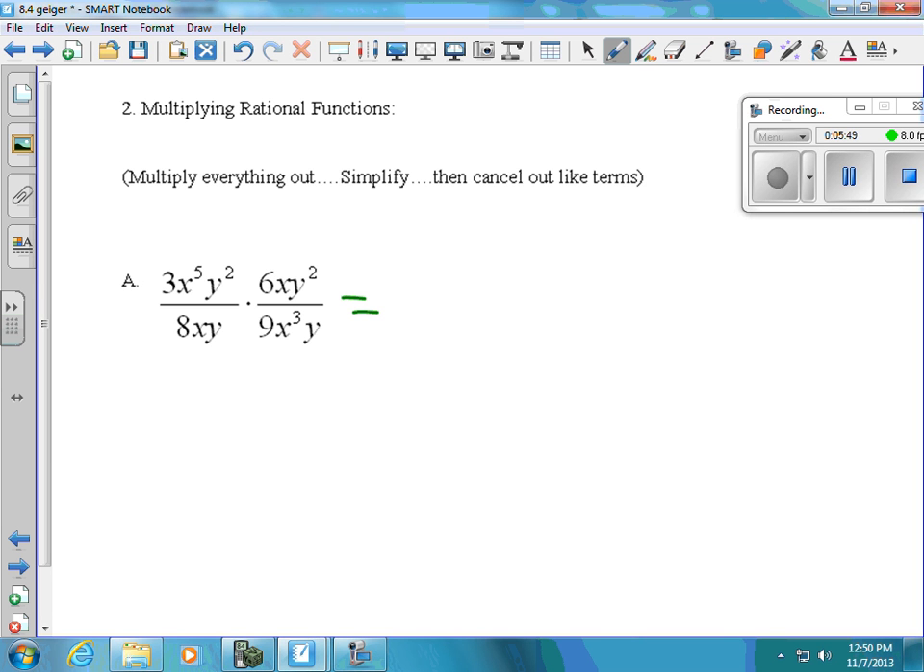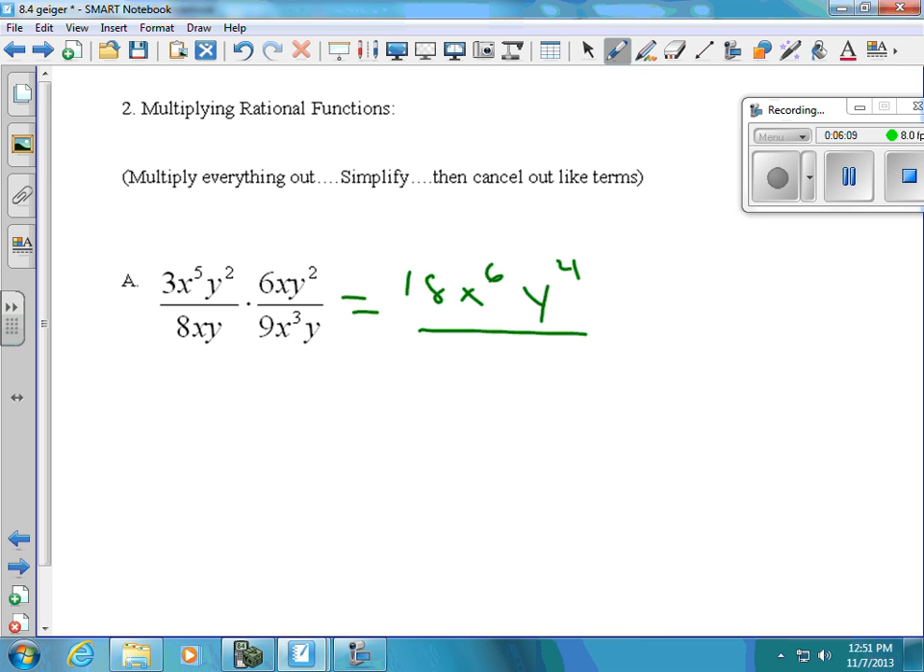And we multiply straight across. 3 times 6, that's 18. X to the 5th times x is x to the 6th. We add exponents when we're multiplying by the same base. Y squared times y squared is not y squared, but y to the 4th power, right?